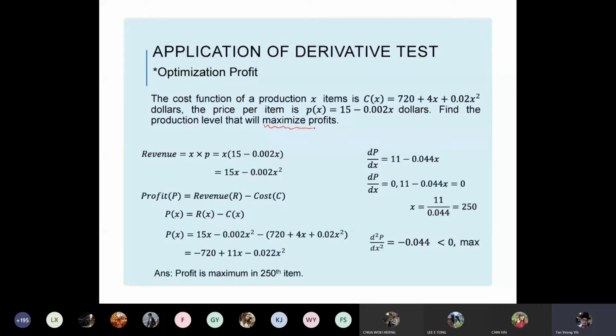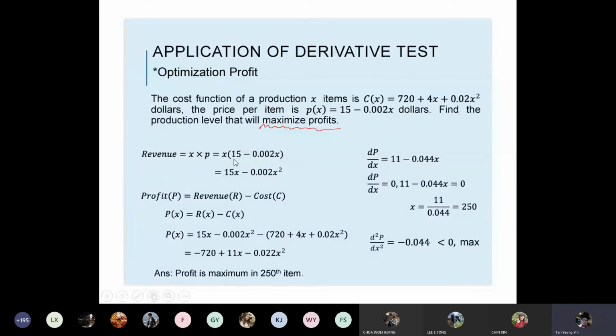Okay, so if you are doing business, of course, one of the objectives is to find out what is the maximum profit. So how do we know the maximum profit? Right, so this is what we do. Now, first, we are given the price, and we know that the revenue is the quantity times the price. Okay, so we are taking the x, the quantity, multiply the price.